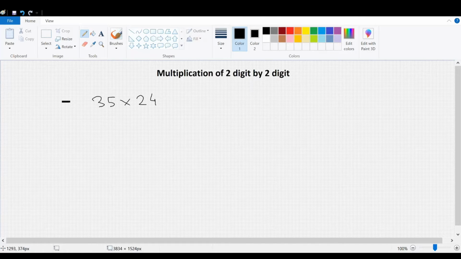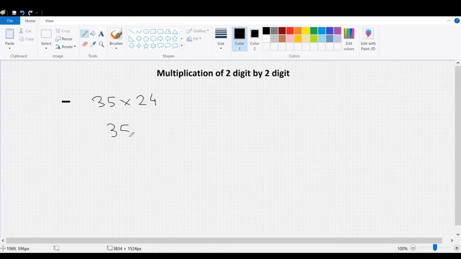So if you notice, this is a 2-digit number. I've got 2 digits here, 3 and 5, and this is also a 2-digit number. Okay, the first thing that we need to do is rewrite them in stacked form. That is, line the numbers up by place value. And I'll show you how to do that.